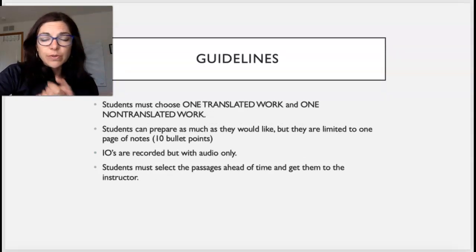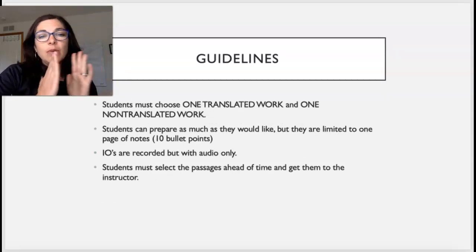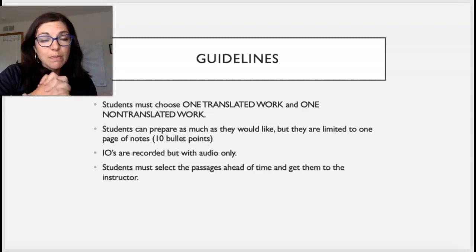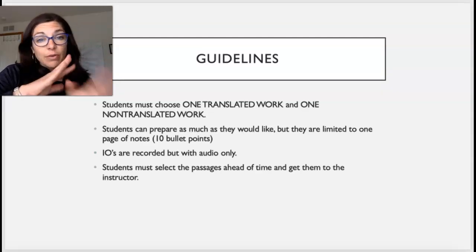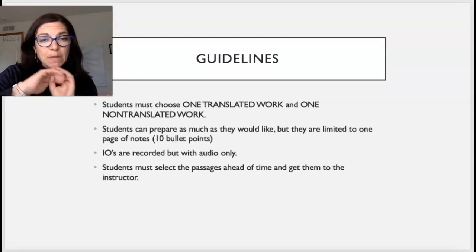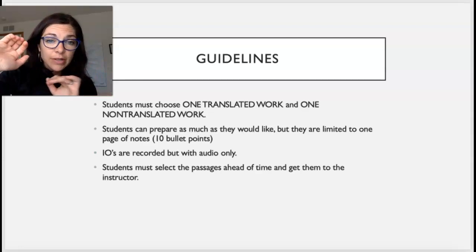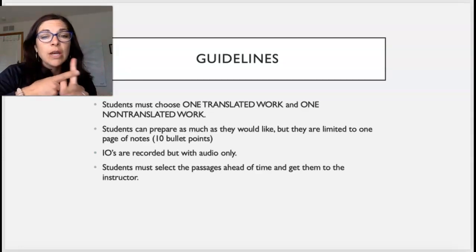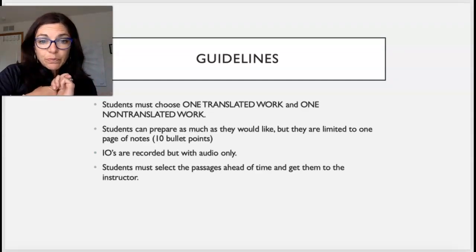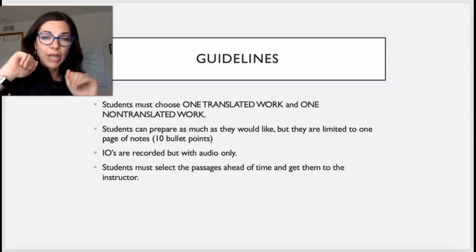So what you're going to have to do is pick 1 translated work and 1 non-translated work. As a reminder, for your translated text, you have Beartown, Antigone, and Either/Or along with Fear and Trembling. The other choices, the non-translated works, you have Hughes poetry, you have Jump, you have The Things They Carried, and The Crucible. So you have to pick 1 from each category.